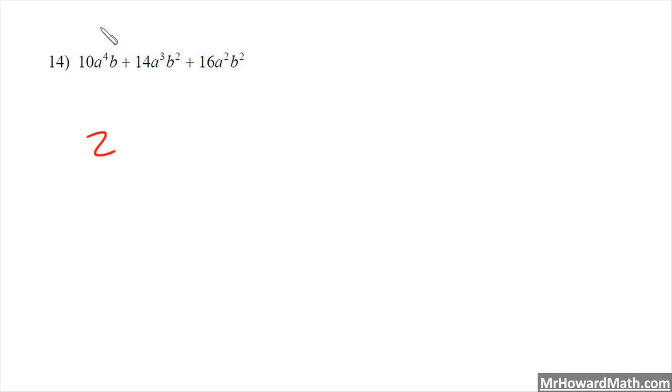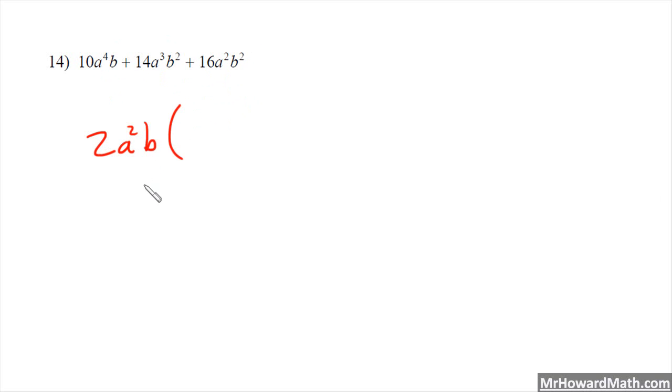Now look at the variable terms. I have a to the fourth, a cubed, and a squared. So the biggest that I can divide out of those is an a squared. I can't divide out an a to the fourth from that or that. So a squared is the greatest common factor I can use for the a portion. So then look at the b's. So b to the first, b squared, b squared. So b to the first is the greatest common factor that I can pull out of b, b squared, and b squared. So there is my greatest common factor.